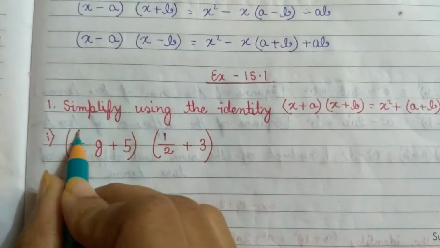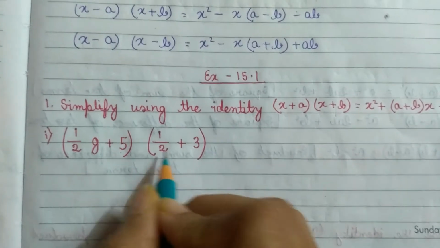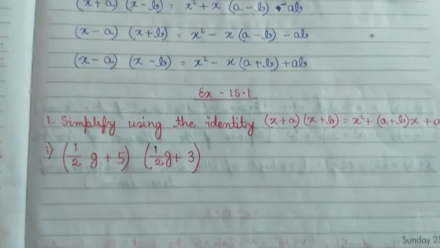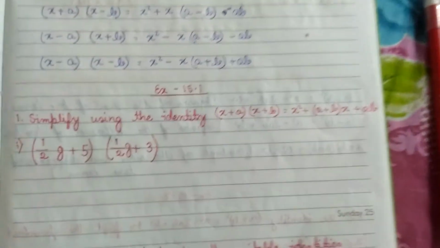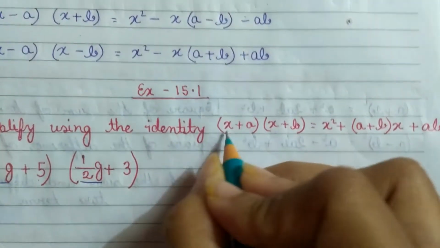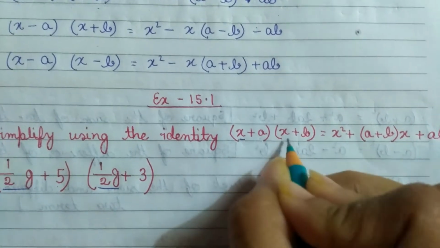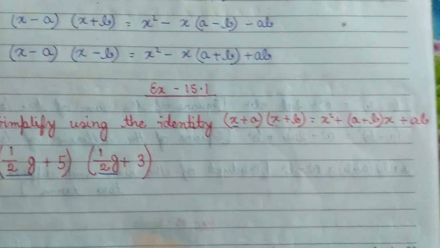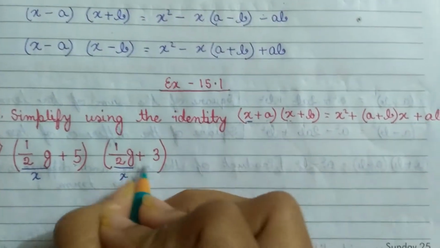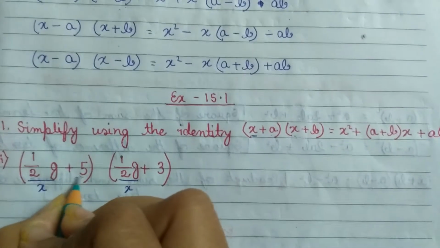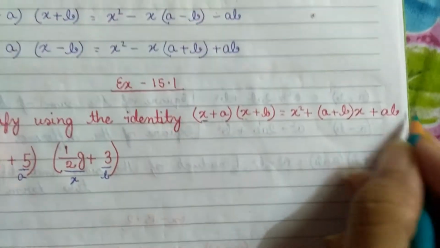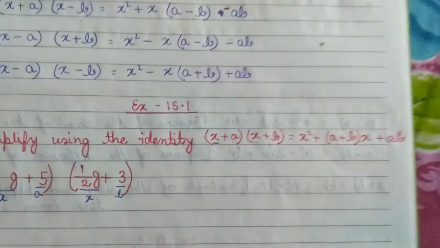Let's do the maths. See, this is (1/2 g + 5) and (1/2 g + 3). We forgot to write g here. So (1/2 g + 5)(1/2 g + 3). Now, see, this 1/2 g is common. According to the identity (x + a)(x + b), x will be the equal term in both cases. So this is x, and 5 is a and 3 is b. We will suppose it as such and put in the formula.